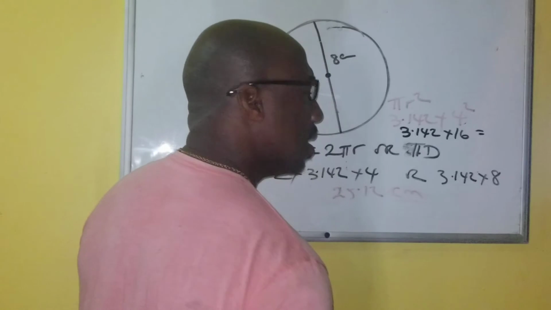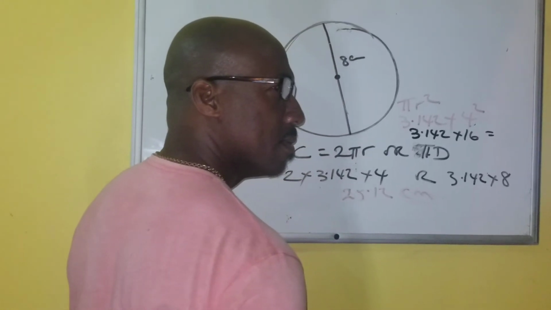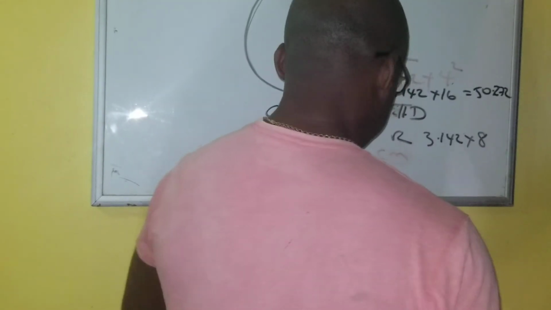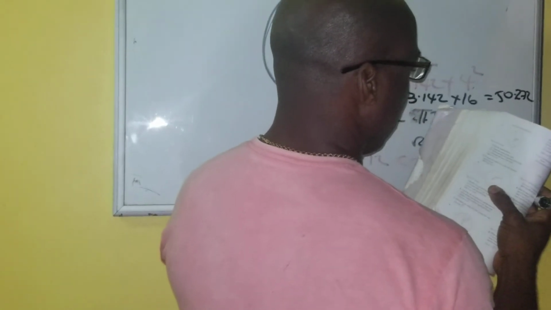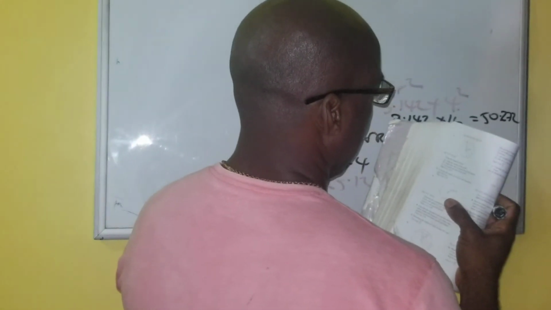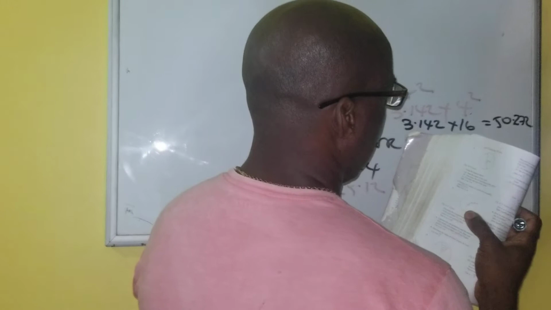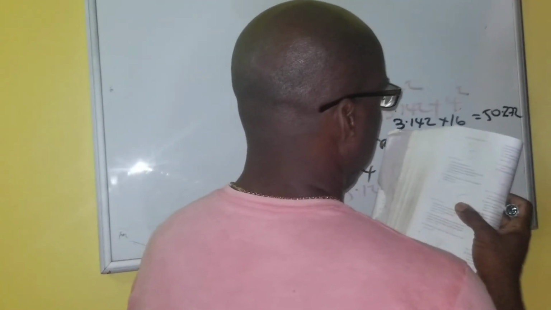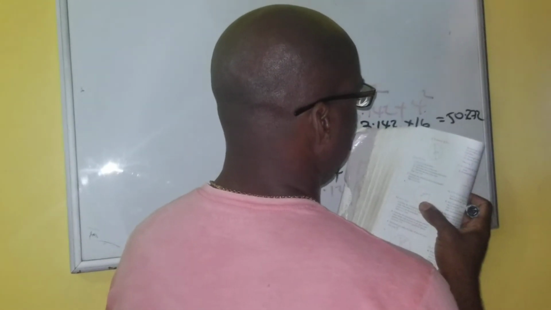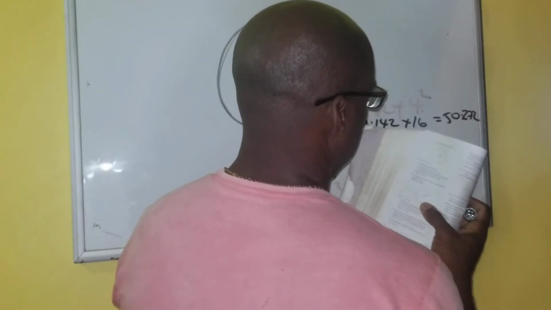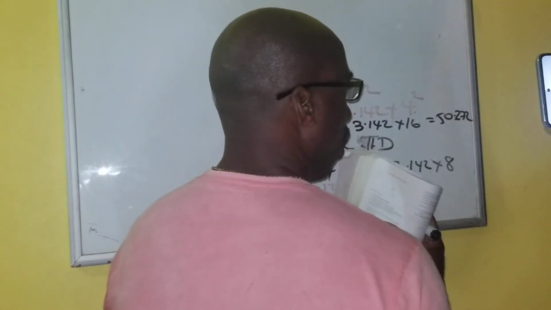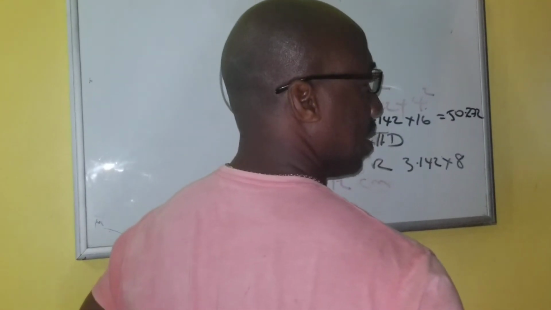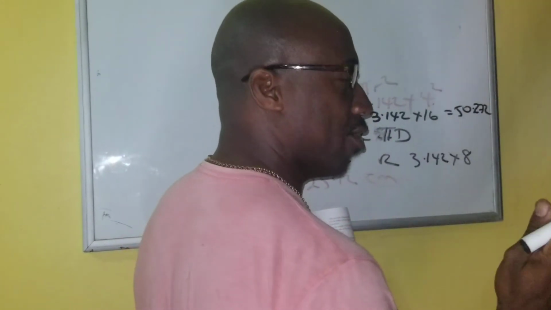142 times 6. Did they say anything about rounding off now? Yeah, 50.23, to round off. But it didn't say that. It didn't say to round off. Did it say to round off? No. So if you don't say round off, don't round off. But you can round off, but you've got to tell them you're going to round off.